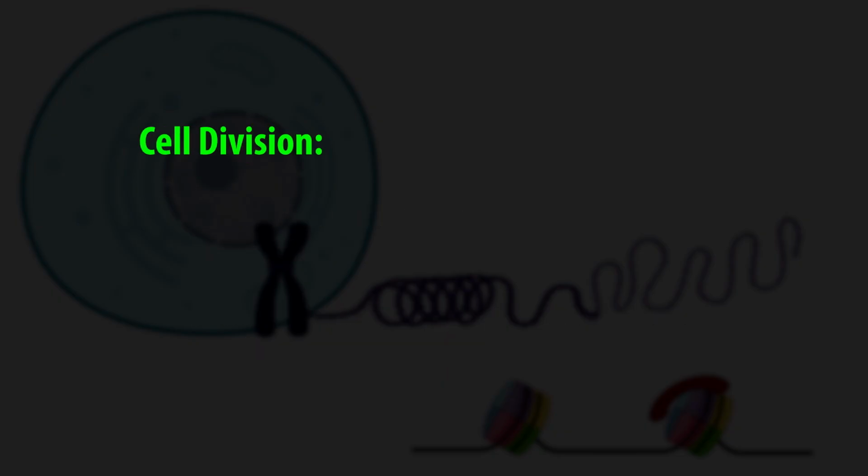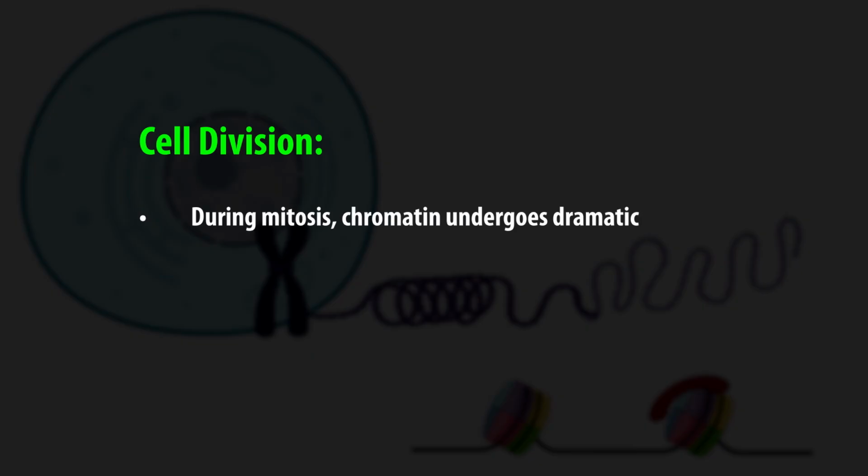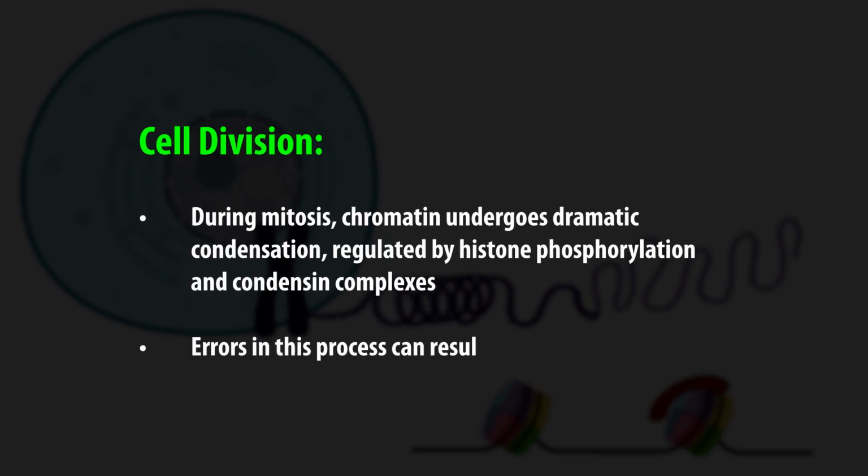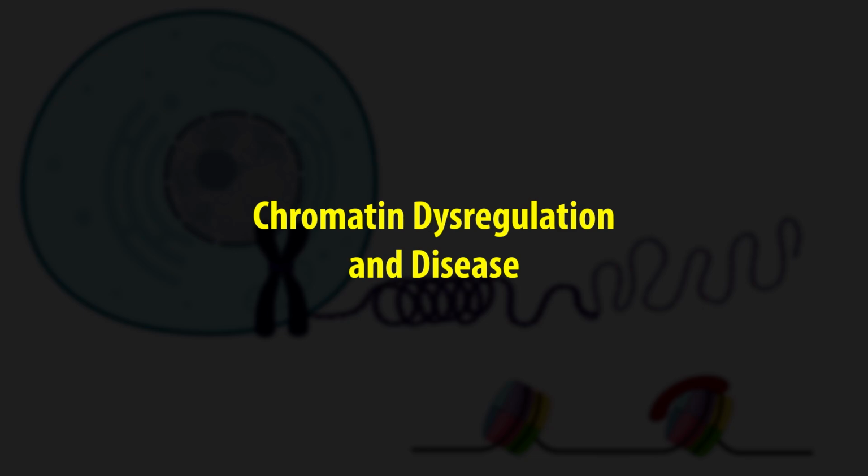Next is cell division. During mitosis, chromatin undergoes dramatic condensation regulated by histone phosphorylation and condensin complexes. Errors in this process can result in aneuploidy. Next is chromatin dysregulation and disease.